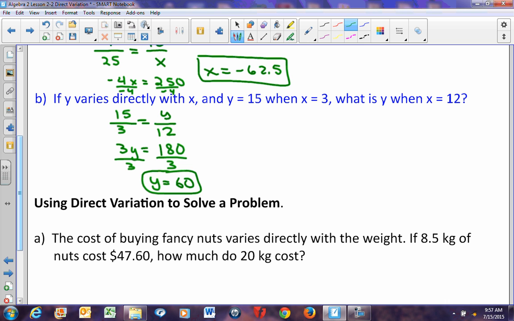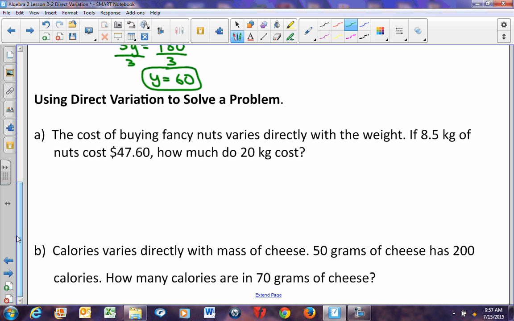You can also use direct variations to solve problems. You just have to make sure you set up the proportion correctly. It says the cost of buying fancy nuts varies directly with the weight. It's important to know, so I'm going to write that down: cost varies with weight. That's going to help me remember which goes where. If an 8.5 kilogram bag of nuts costs $47.60, so my cost $47.60 over my weight 8.5 kilograms. How much do 20 kilograms cost? Cost is here, kilograms is down here. So it should be 47.6 over 8.5 equals C over 20.